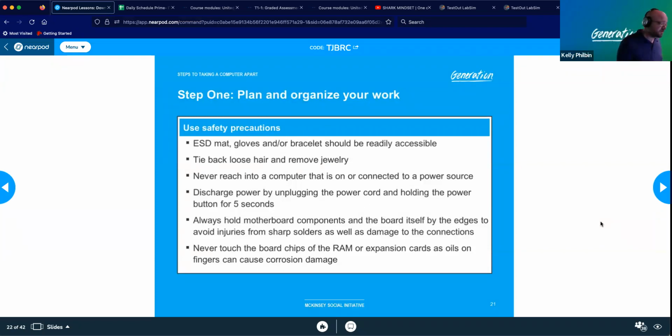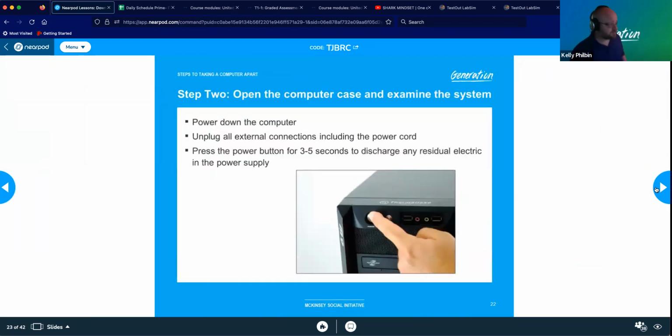And we still have oils on our fingers that can cause corrosion to the metal components and pins on a chip. So once again, just reiterating before we open it: power down the computer, unplug all external connectors, press and hold the power button for 3 to 5 seconds to discharge any residual electricity.